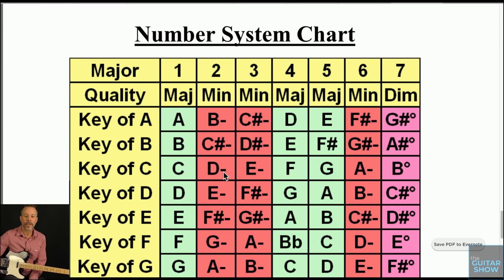Oh, hold on. I just messed up. I was looking at the wrong deal there. Here, it's the D, okay? If you play the D, if you play the F, and you skip and you play the A, so D, F, A, you have a D minor chord. Let's keep going, because eventually one of these is going to sink in. Let's say you go to the 3.